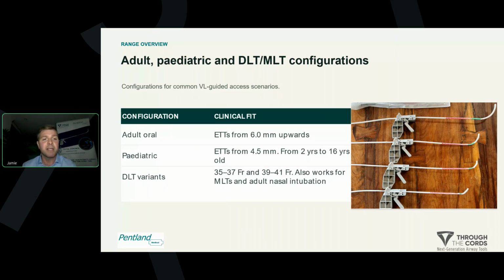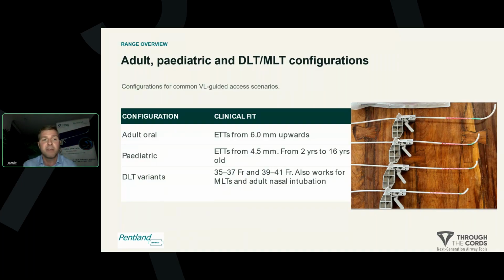We also have a pediatric range. There are 3 sizes in the pediatric range, the smallest of which is for children as young as 2 up to the age of 5. And that will accommodate endotracheal tubes from 4.5 millimeters. The next size is the 6 to 10-year-old, again for 4.5 millimeter tubes. And the last of the pediatric sizes is for 11 to 16-year-olds, and that will do a minimum of 6 millimeter tube.